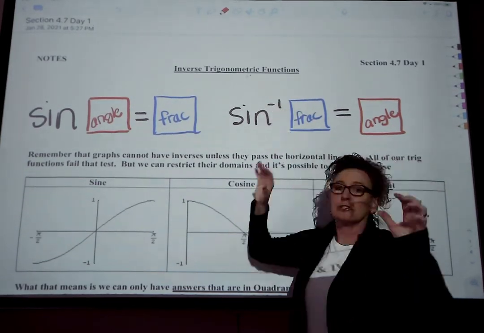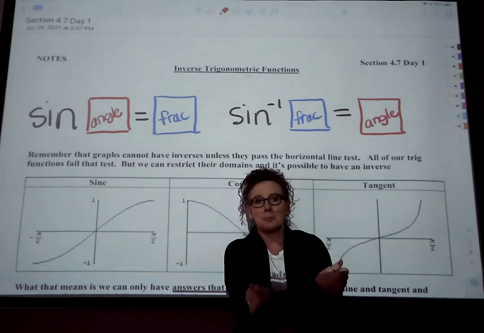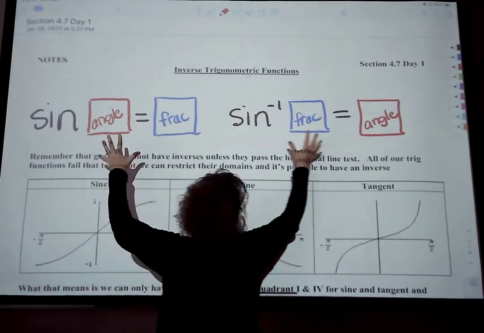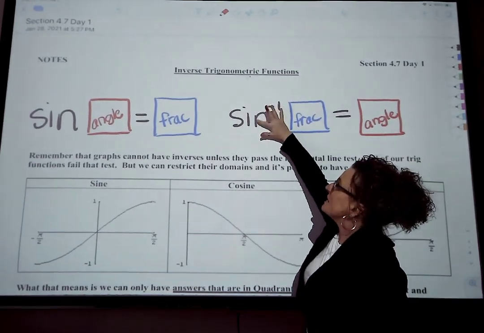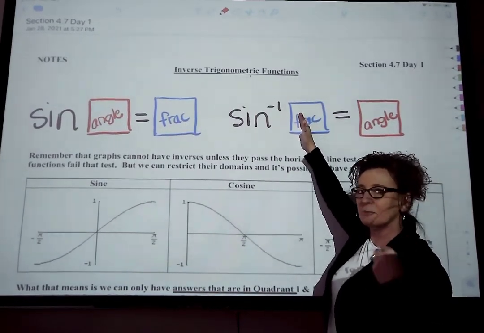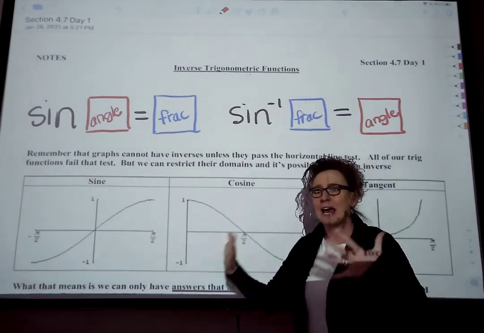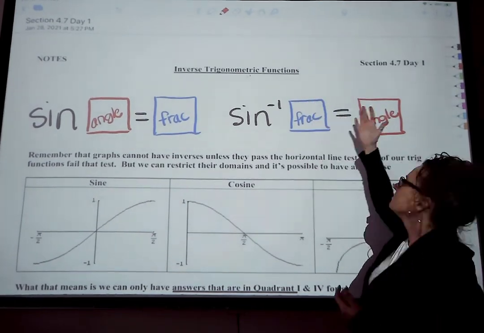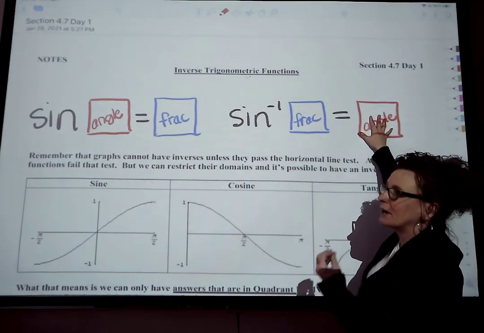Now, when you see the inverse, remember inverses is when we swap our X and Y, or we swap our input and output. So this means my fraction and angle spots have had to swap positions because we're doing an inverse problem. Whenever you see this abbreviation, sine inverse, the spot that immediately follows it has to be a fraction. Your answer to this type of problem is going to be an angle, like 30 degrees, or pi over 4, 7 pi over 6, something like that. Your answer to this type of problem is going to be an angle.